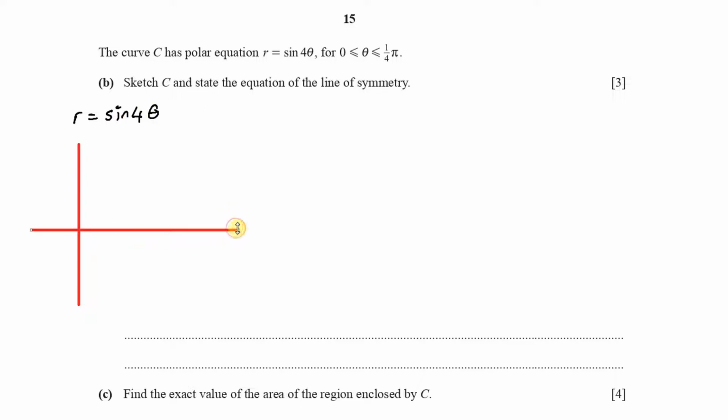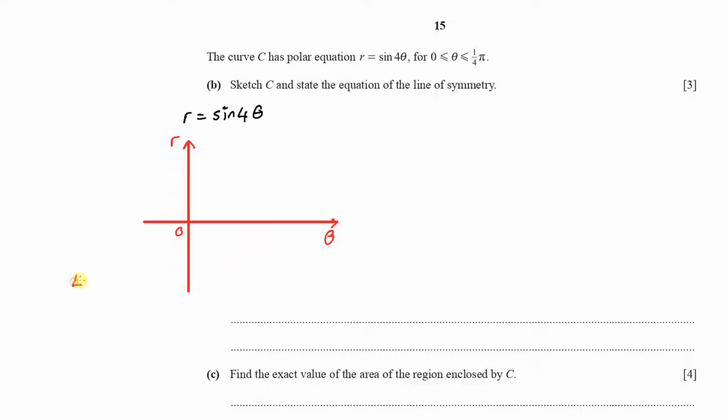So for the Cartesian graph, I'll have 0 here, and r here, and theta here. I'm going to let 4 theta be equal to pi over 2, which means theta is equal to pi over 8. Which means that on this Cartesian graph, I'll have pi over 8 increments throughout. So this is going to be pi over 8, and this here is going to be 2 of pi over 8, which is pi over 4. Since our graph is going to range from 0 to pi over 4, there's no need for me to continue adding the increments. So let's just have a sketch from 0 to pi over 4.